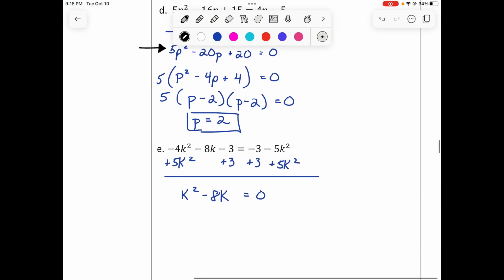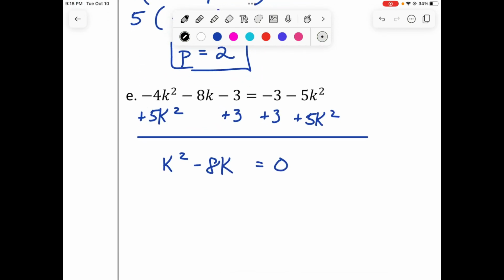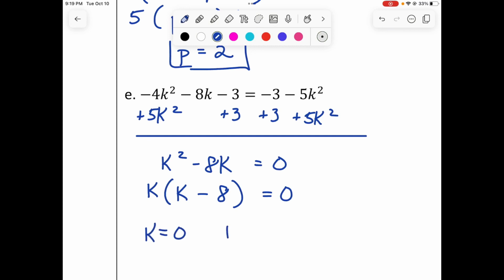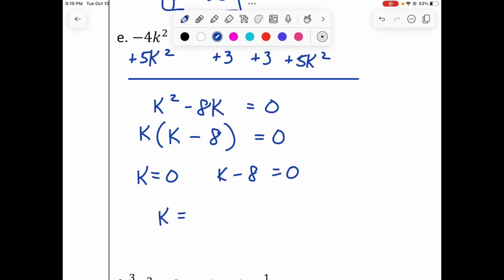Now with this one, if you looked at this and you're like, this is only 2 terms after I get it equal to 0, you're correct. But that doesn't mean that we can't factor this. What's the first thing you should always look for? Hopefully you said a GCF. So we can take out a k, and then we're left with k minus 8 equals 0. And now I'm setting each factor equal to 0. So k equals 0 and k minus 8 equals 0. So my 2 solutions for this are k equals 0 and k equals positive 8.